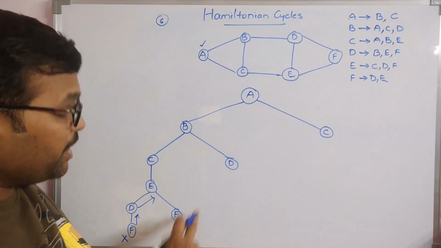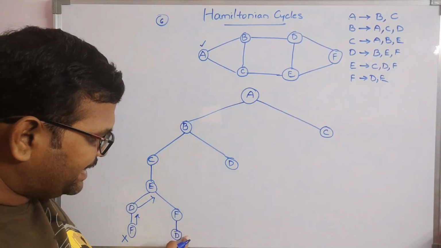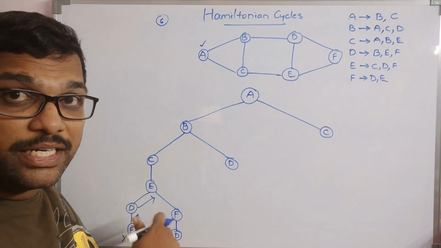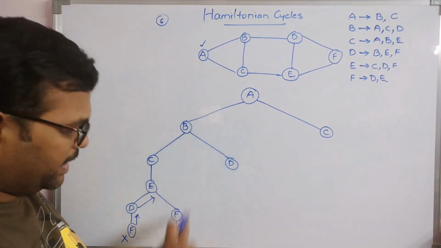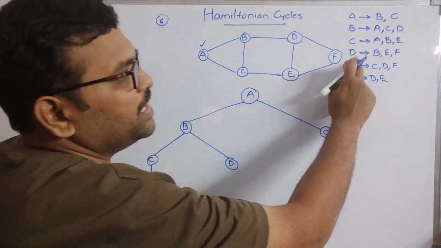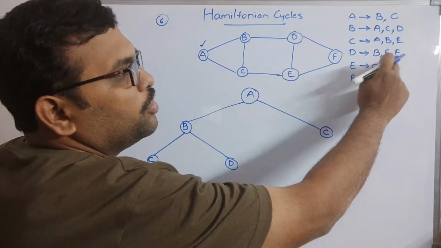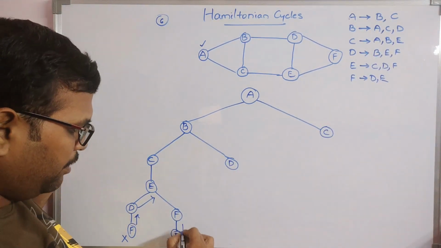Again check. Here you can see 1, 2, 3, 4, 5 and 6. So all nodes have been visited. And now it should go back to the source vertex. So check whether D has an edge to A. D has no edge to A, so this is also not feasible. So again backtrack.